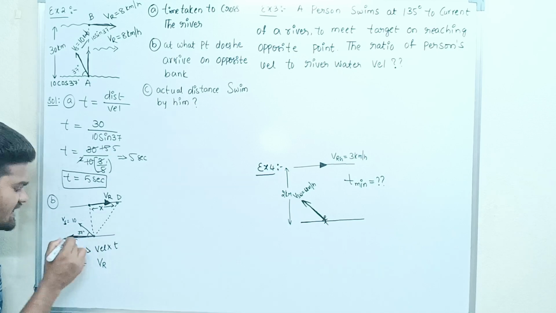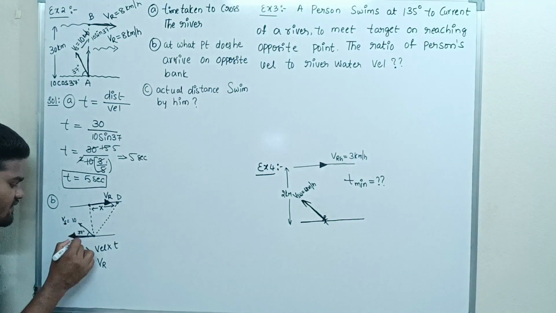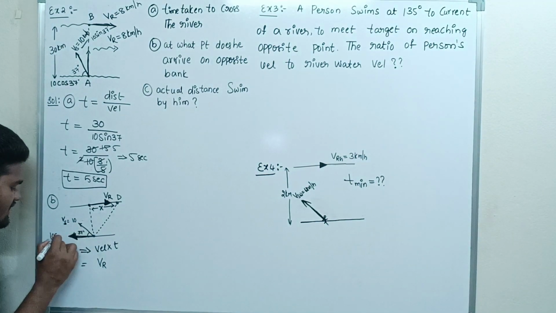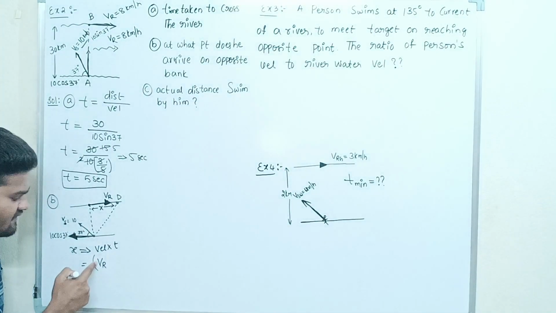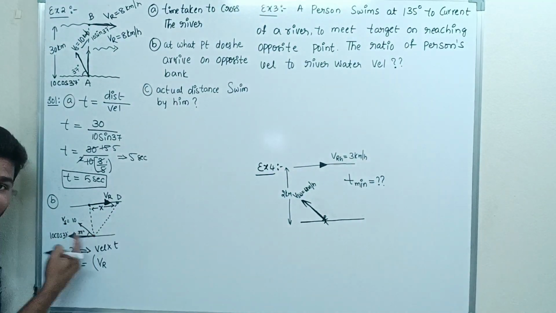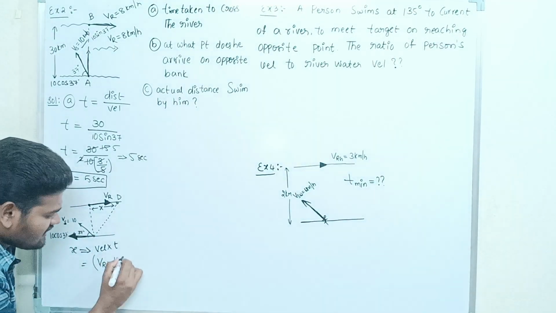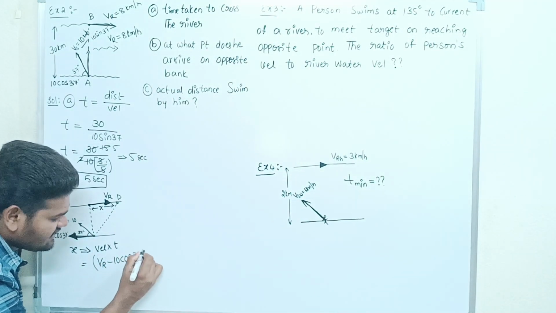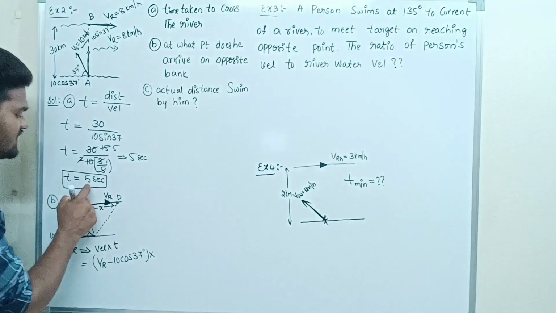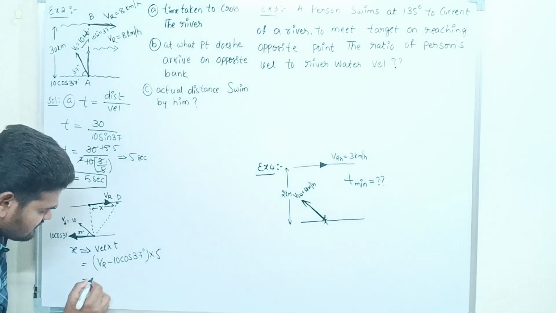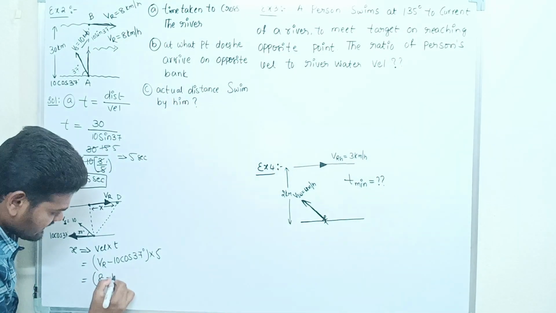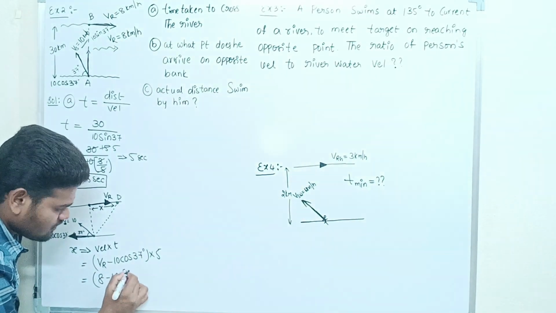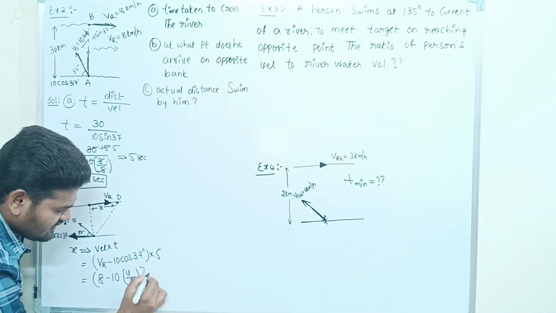This is also one of the horizontal components of velocity, that is 10 cos 37 along the theta side. Now we can write V r minus 10 cos 37 degrees into time. What is the time we got? 5 seconds. So what is VR? VR is equal to 8 minus 10 cos 37, and the value is 4 by 5, into 5.